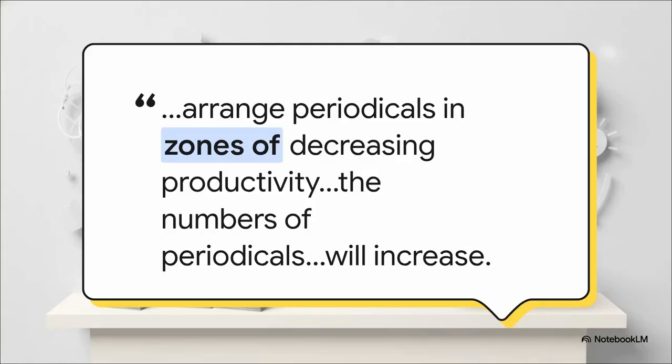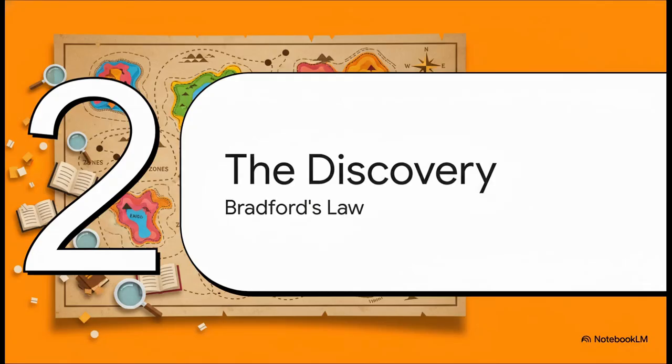And that brings us to our lead detective, the guy who discovered this clue in the first place, Samuel C. Bradford. He was a British librarian way back in the 1930s who was looking at all this chaos in scientific journals, and he noticed something, a hidden order. He figured out you could group journals into these zones of decreasing productivity. A really simple idea, but with absolutely huge consequences. And that incredible discovery, that's what became Bradford's Law of Scatter.